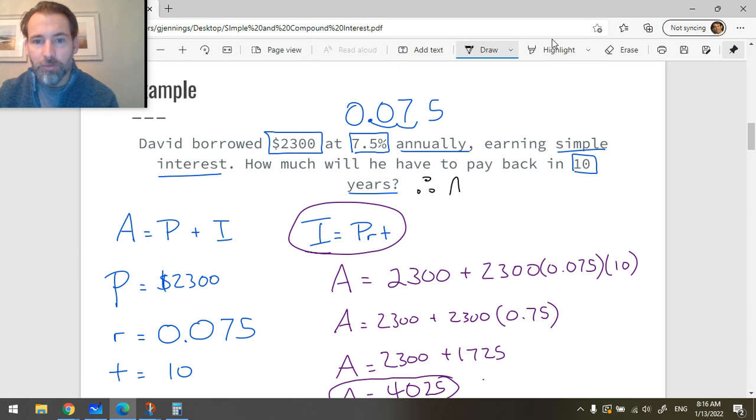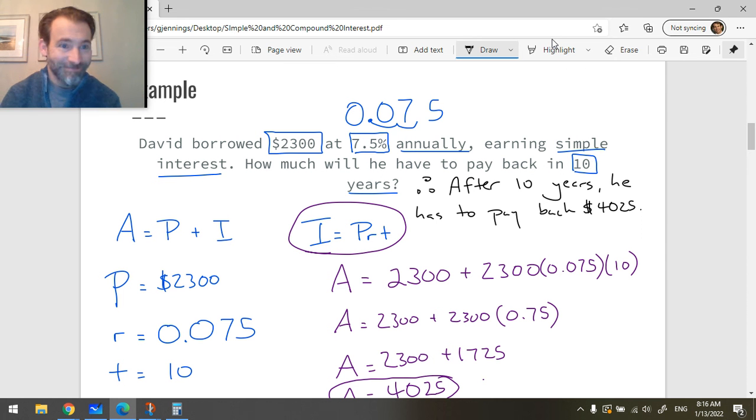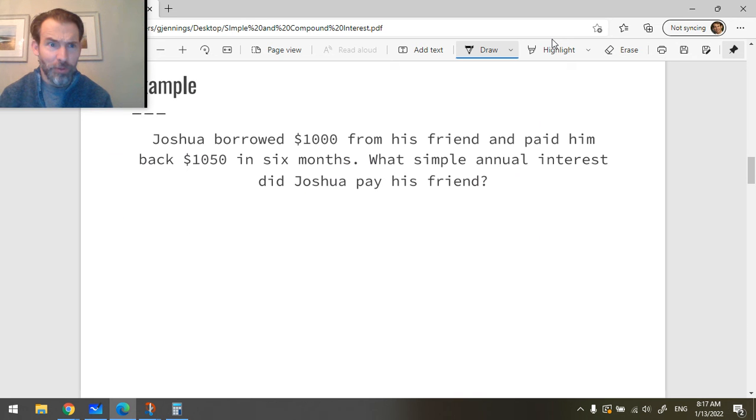Therefore, after 10 years, he has to pay back $4,025. There. Full solution. I'm pretty confident that I got that one right this time.